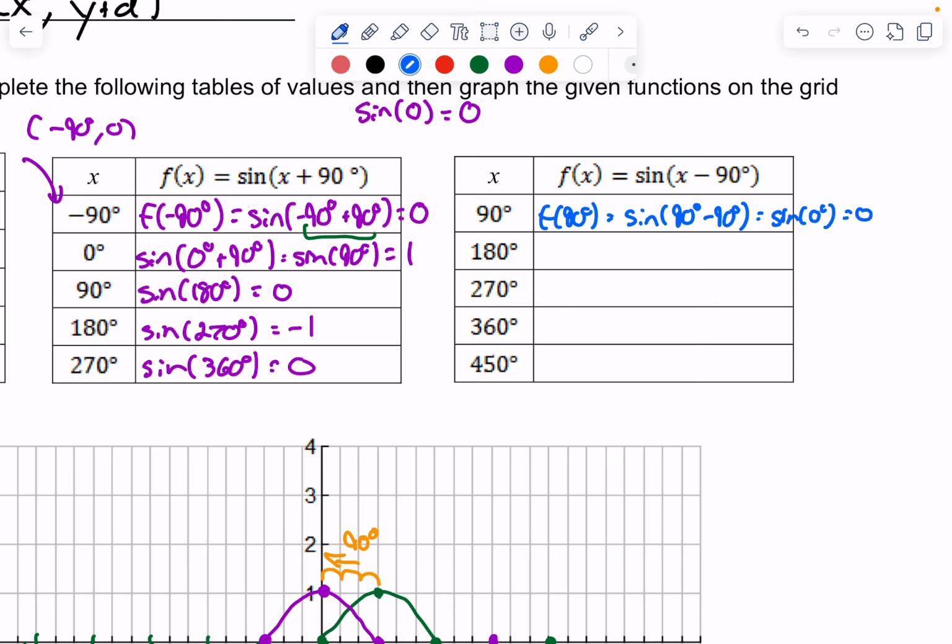Do that again. F of 180 degrees. All right, you do your math there. You'd end up with the sine of 90, giving you 1. And do that for each one. So this would be the sine, I guess, end up being 180 after you take away 90 degrees. So then that would be 0. This would end up being the sine of 270. And you'd get negative 1. And this would end up being the sine of 360. And you would get 0.